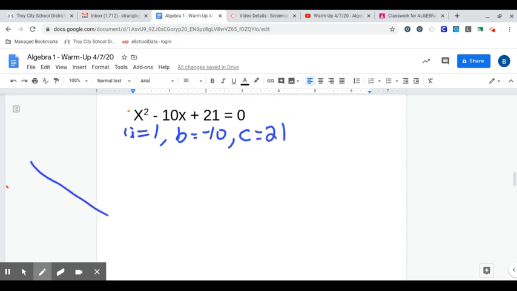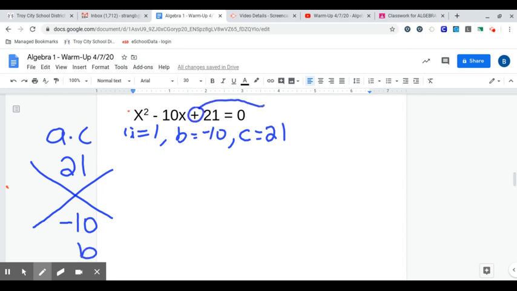So AC method, I go 1 times 21 gives me 21. So factors of 21, positive 21, that add up to -10, right? So my A times my C is up top, and my B is down below. So that tells me same signs.